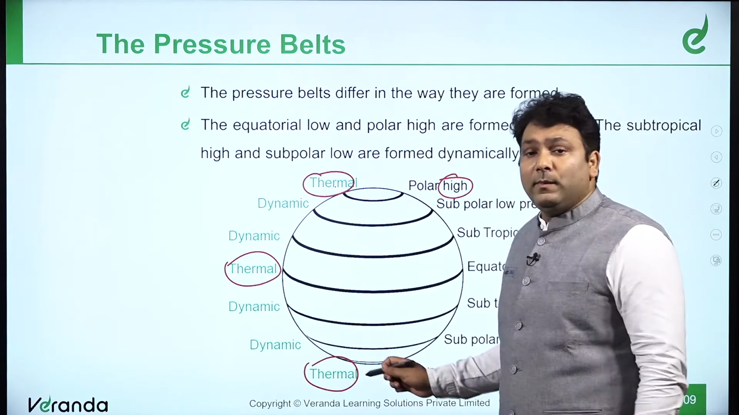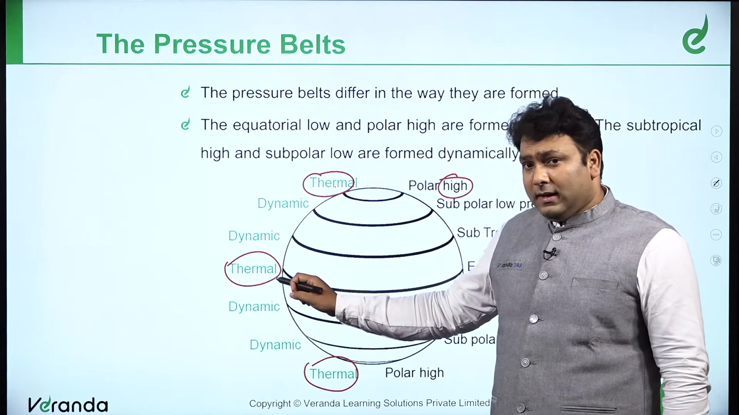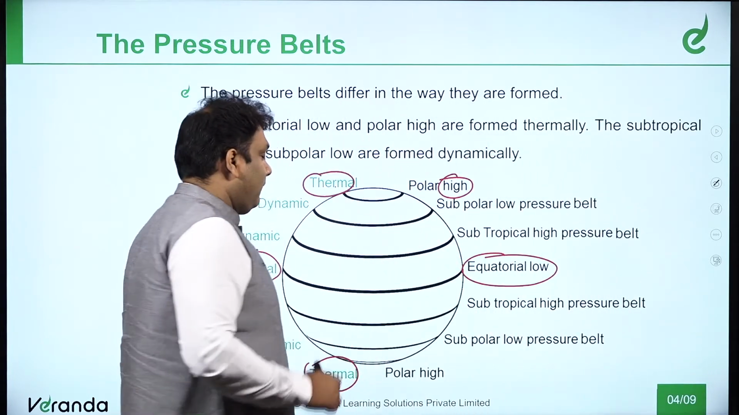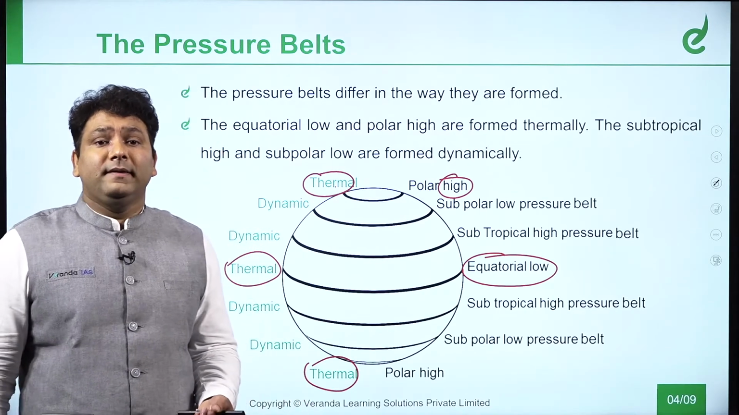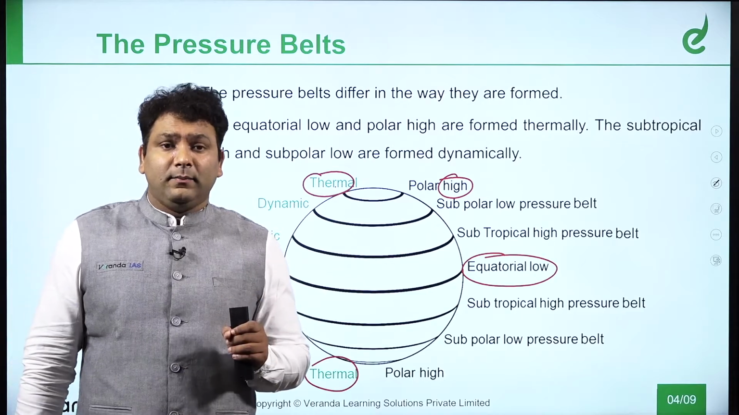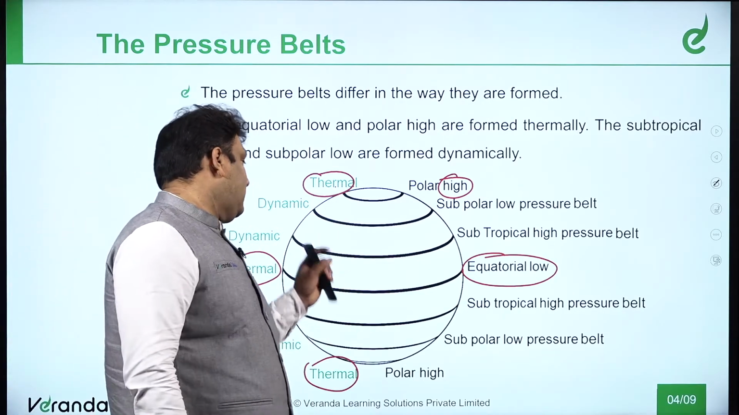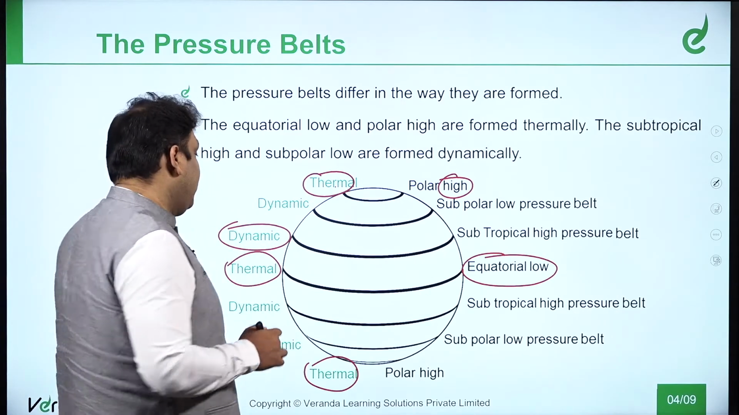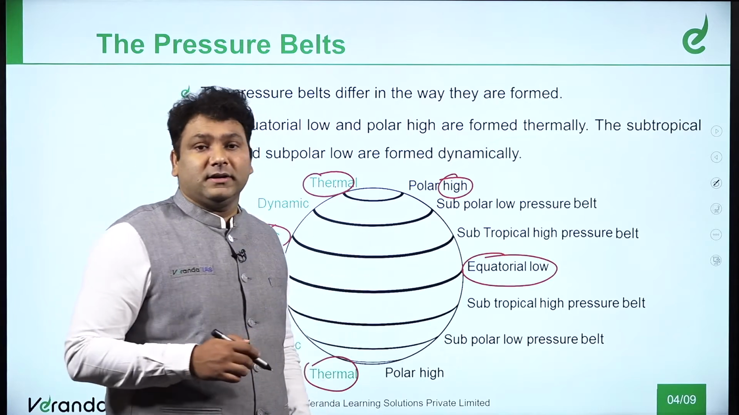The same goes for the southern hemisphere, it is not different. Then thermal low at the equator. Why is this created? Because of convection, because of rising air, because of currents. Since it is created because of heating, it is called thermal. Now, this is dynamic in nature. That means it is not created because of thermal reasons. So, what is the reason for the creation?